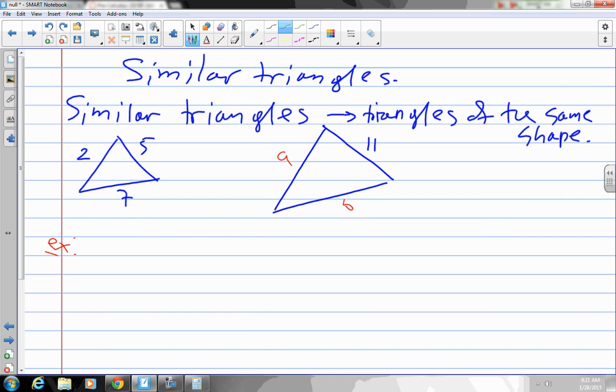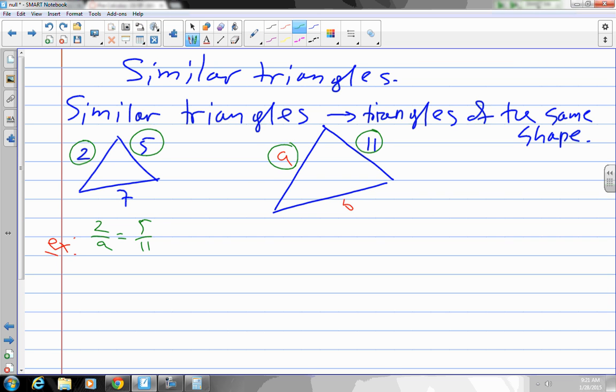So for example, if these two triangles are similar, then the ratio of any side in one triangle to the same location side in another triangle is equal to the ratio of another pair of sides. So in this case, I could say that 2 over A is the same as 5 over 11. So I'm setting the ratios of identical sides as far as the location goes.